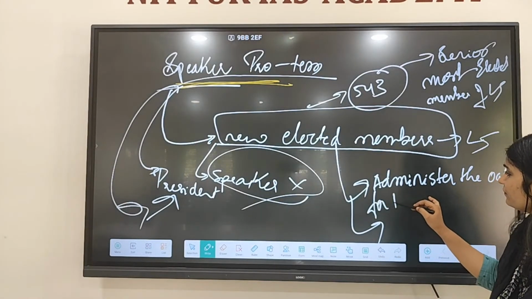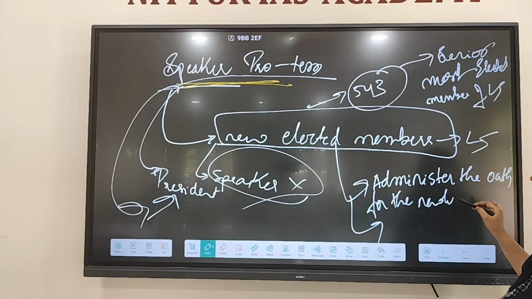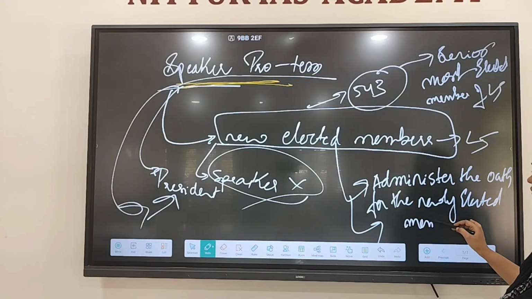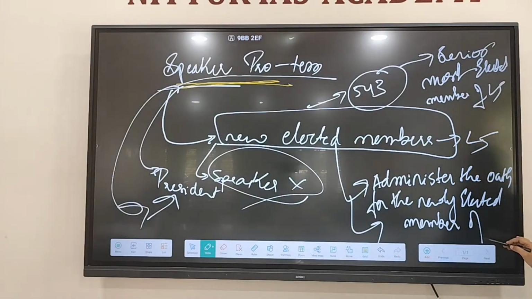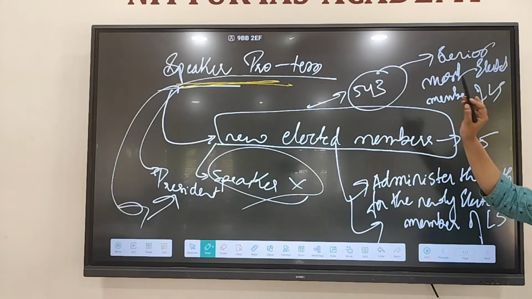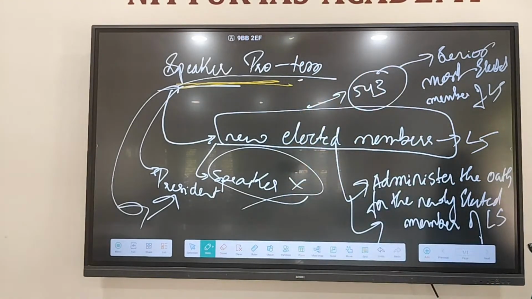For the newly elected members of Lok Sabha, all the MPs, 543 MPs, should take the oath in front of whom? Speaker pro tem, not the President. Ministers will take the oath in front of the President.